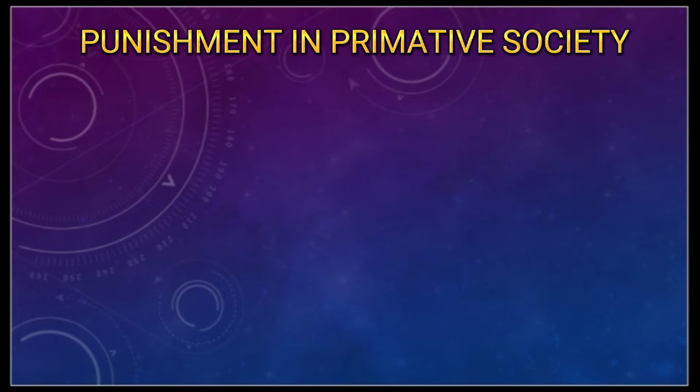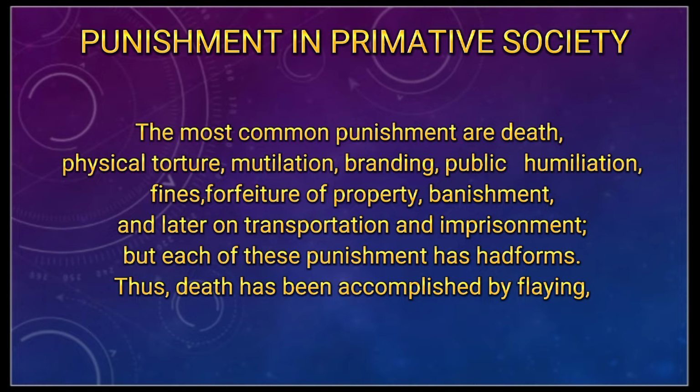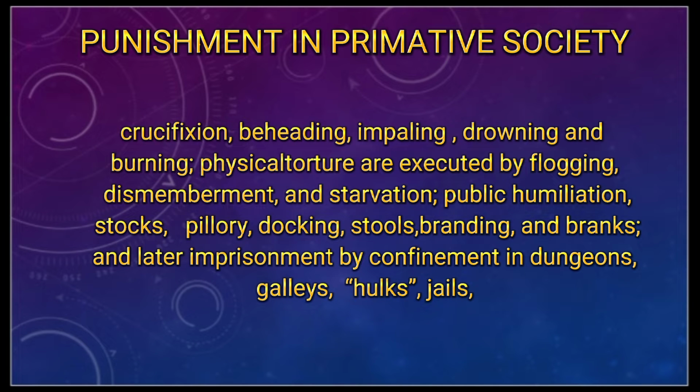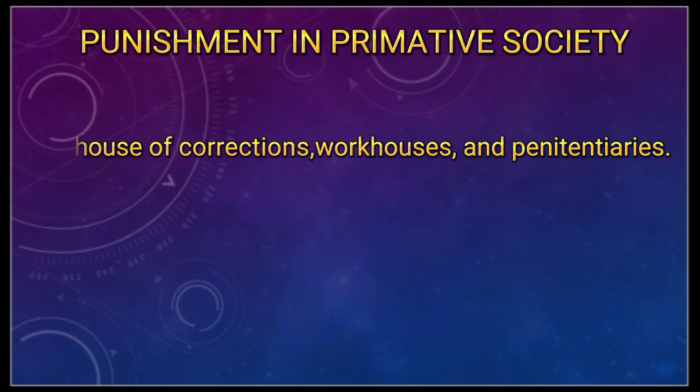Punishment in primitive society. The most common punishments are death, physical torture, mutilation, branding, public humiliation, fines, forfeiture of property, banishment, and later on transportation and imprisonment, but each of these punishments has had forms. Thus, death has been accomplished by flaying, crucifixion, beheading, impaling, drowning and burning. Physical torture is executed by flogging, dismemberment, and starvation. Public humiliation: stocks, pillory, ducking stools, branding and branks. Later, imprisonment by confinement in dungeons, galleys, hulks, jails, houses of correction, workhouses, and penitentiaries.